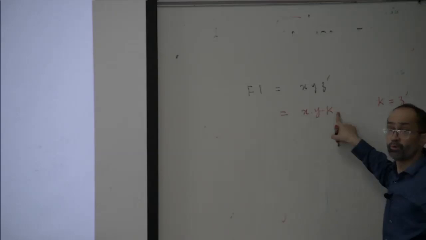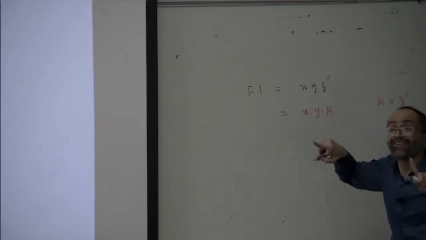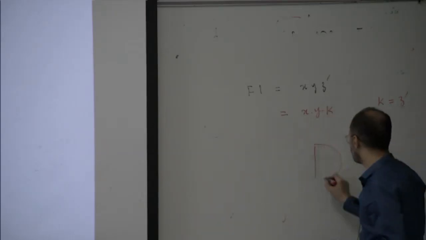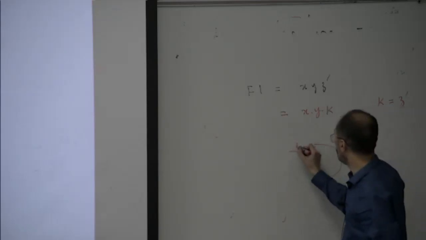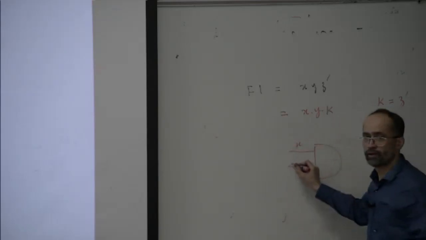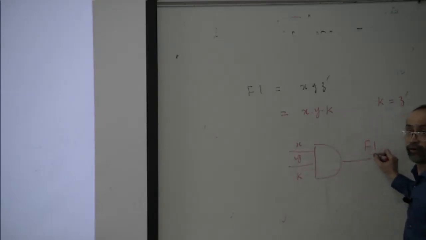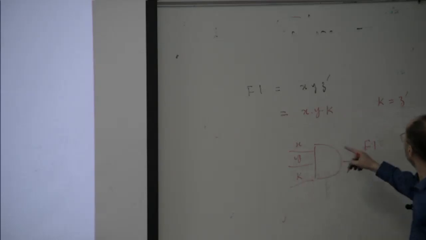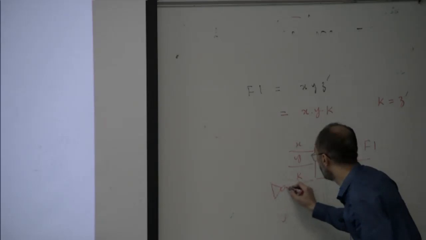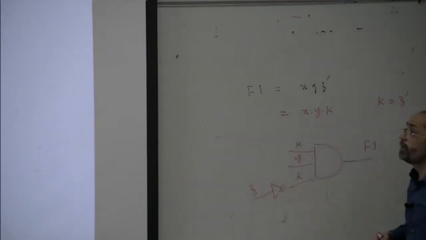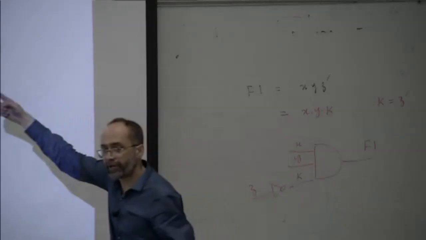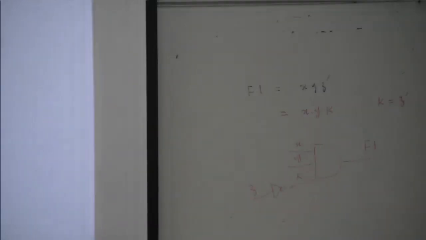X, y dot y dot k. So it is a 3 input AND gate. We have a 3 input AND gate whose inputs are x, then y, and then k, and the output is F1. But if you look at k, it is actually Z bar. So now we use an inverter here. Now we have a logical expression x, y, z bar, and we want to transform this into a gate. So this is an equivalent gate. Got it? Should we proceed?